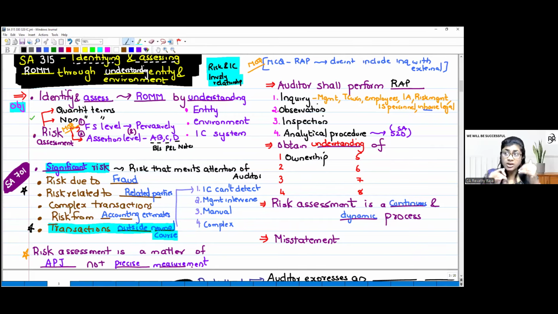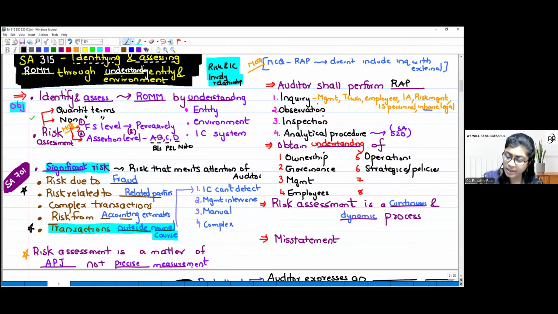Risk is high. Now come to the top management, governance. If the governance people are not correct, lacking integrity, that is a risk. Below governance, management: if management's philosophy and style are not proper, risk. Then employees: if employee recruitment is not proper, risk. What are the employees going to do? Operations not proper, risk. Strategies and policies not proper, again risk.